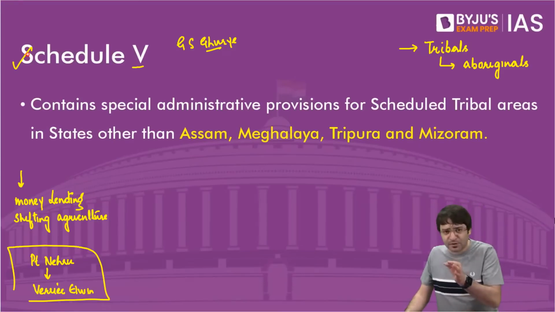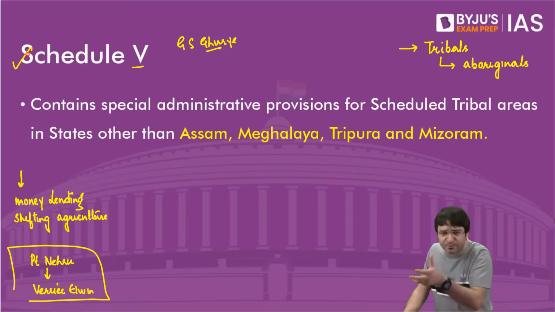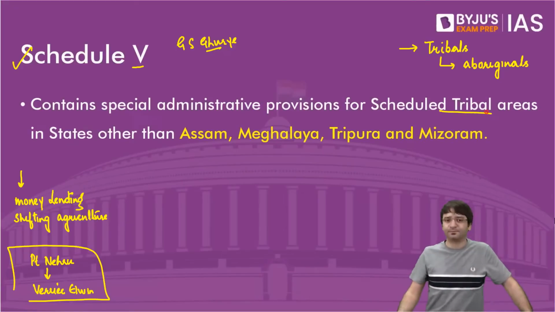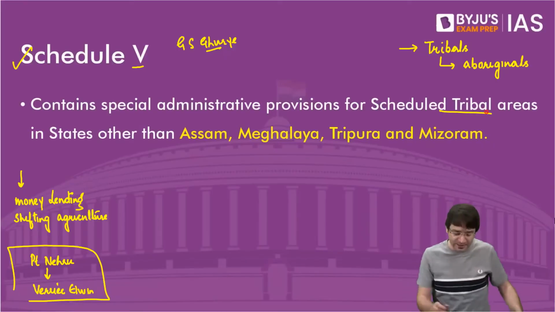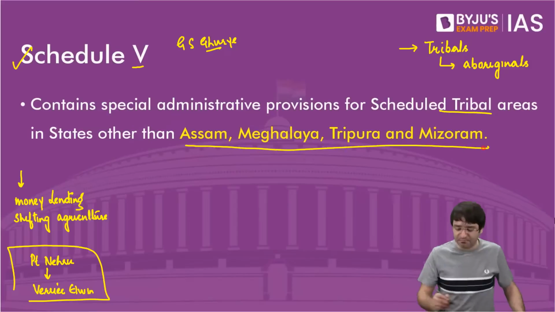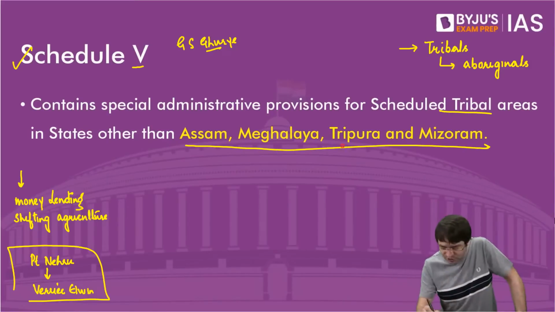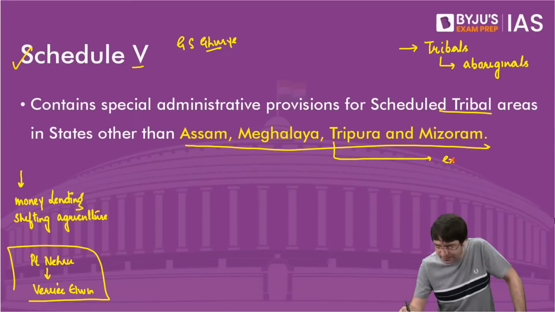Schedule 5 looks at areas where there is a significant tribal population. We will administer those as scheduled tribal areas. But these should be states other than Assam, Meghalaya, Mizoram, and Tripura. Why? Because these four states are exclusively dealt with under Schedule 6 of the Constitution.